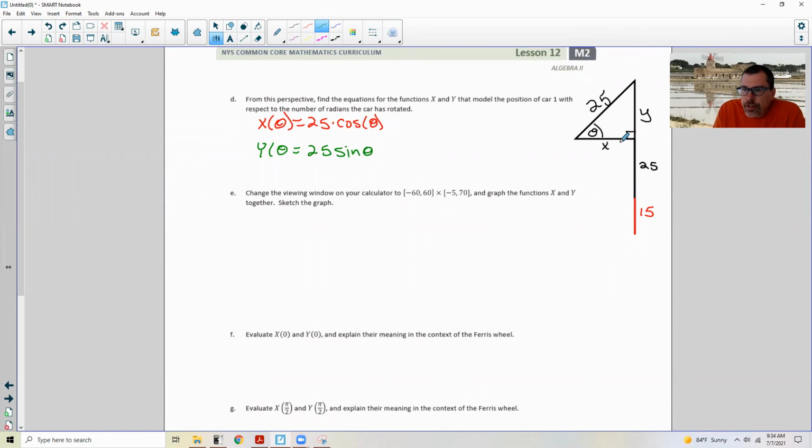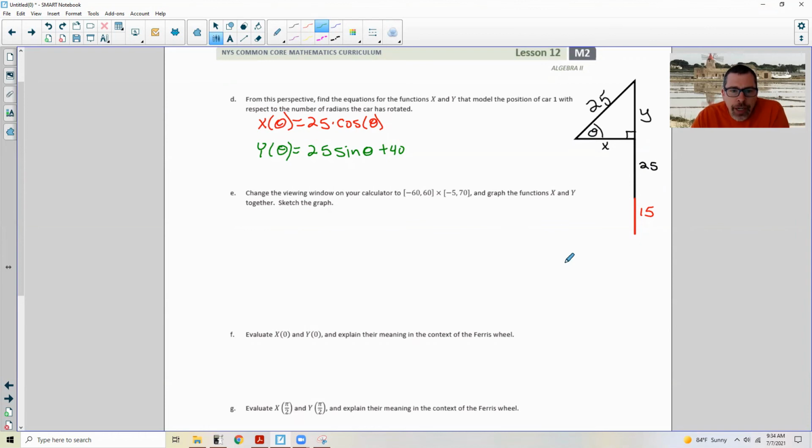But as this diagram over here states, this distance here is your 25 sine theta, but it's elevated a distance of the radius of the Ferris wheel plus 15 feet that the Ferris wheel is above the ground. So this totals 40. So we're going to shift that up 40. So there's the equation with respect to x and y.